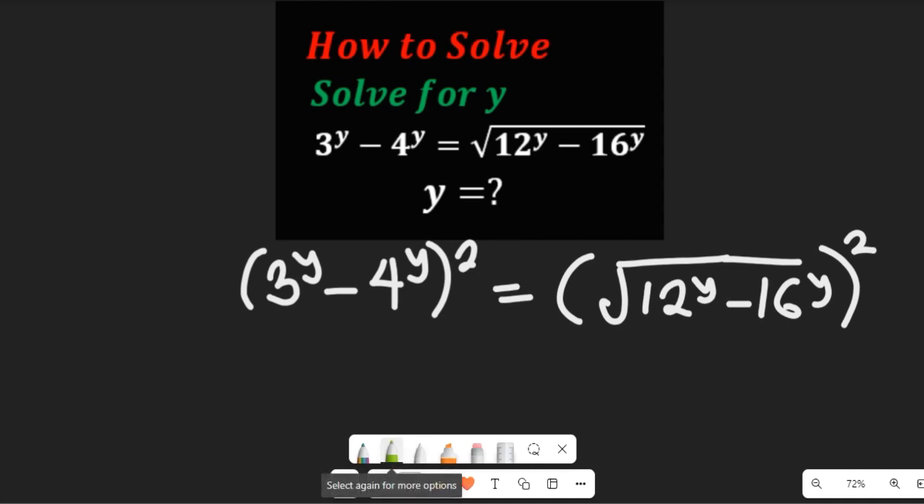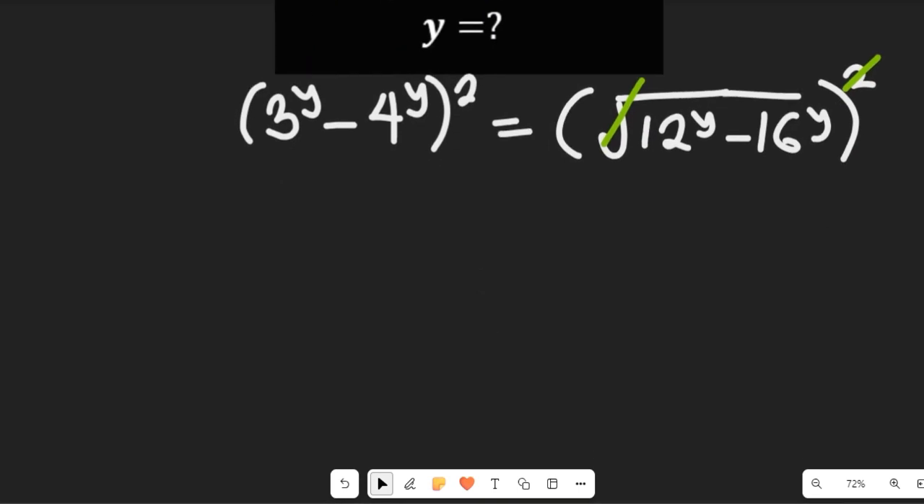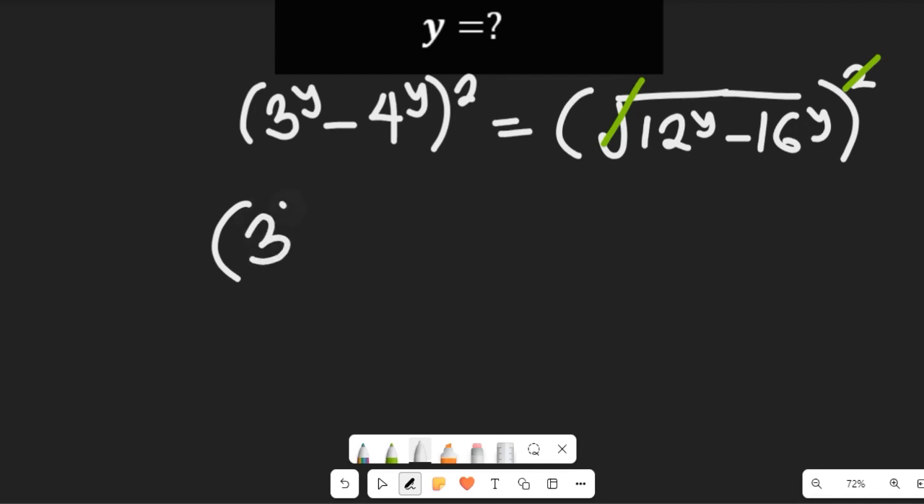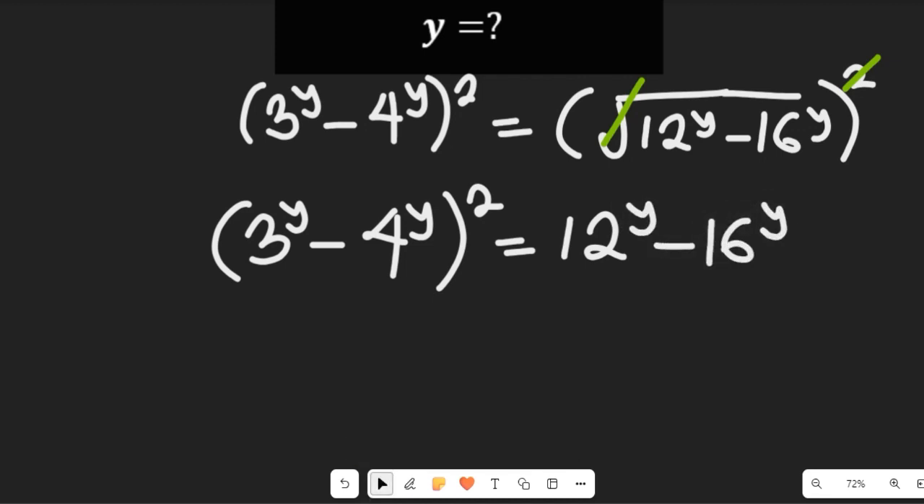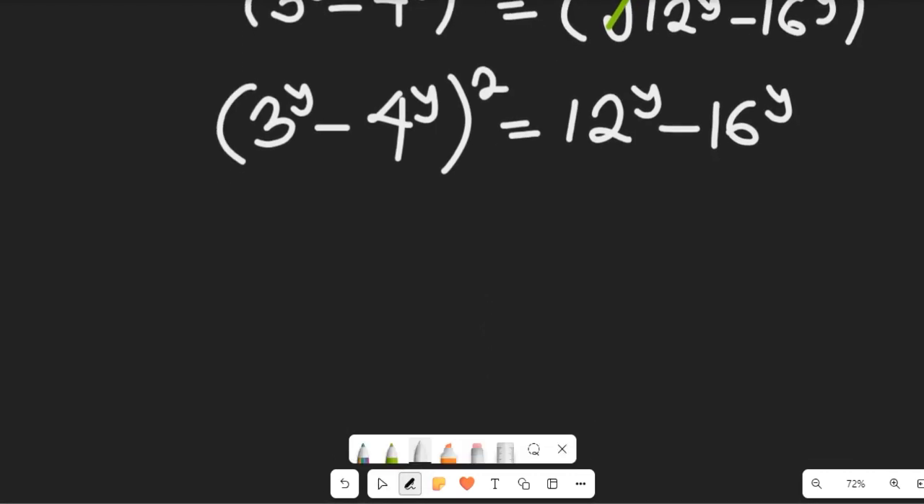So looking at that, we'll find out that the square will clear the square root, and then we'll be left with 3 to the power of y minus 4 to the power of y all squared, and this will be equal to 12 to the power of y minus 16 to the power of y. Now from this expression, you agree with me that we can expand the right hand side.